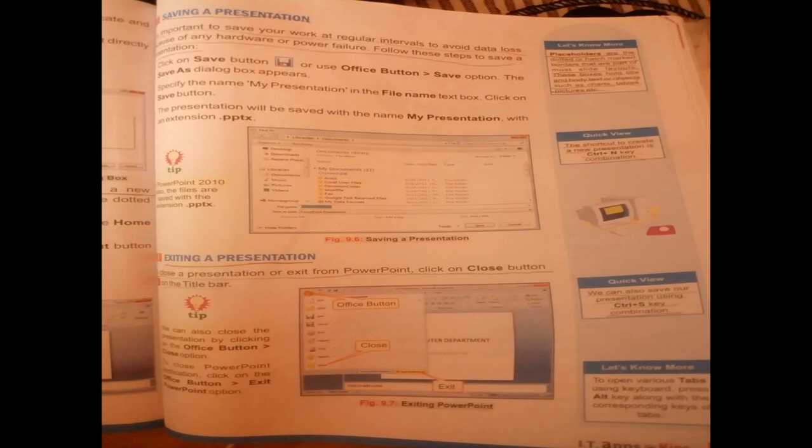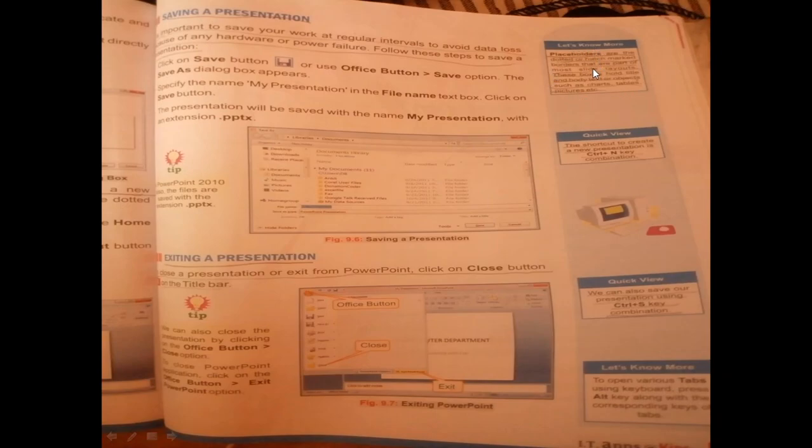Okay. Now see, in PowerPoint 2020 also, the files are saved with the extension .pptx. Remember the extension of a PowerPoint presentation from 2007 is .pptx. But if it is an old version, before 2007, the extension will be only .ppt. Now it's .pptx after 2007.